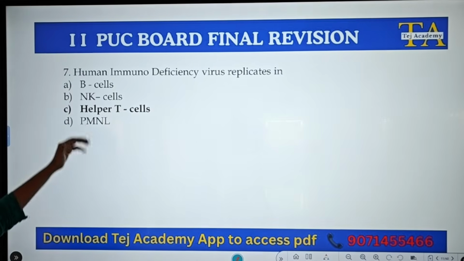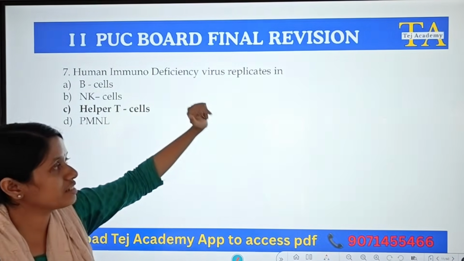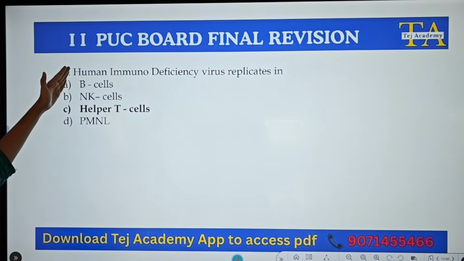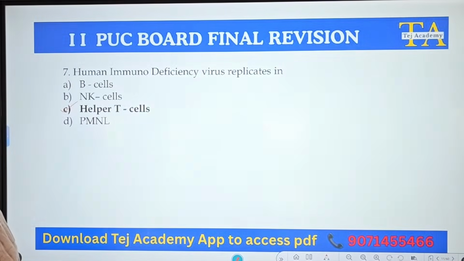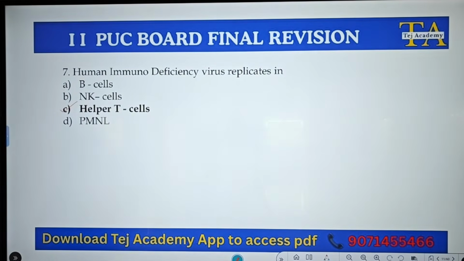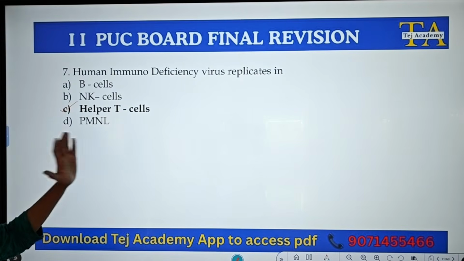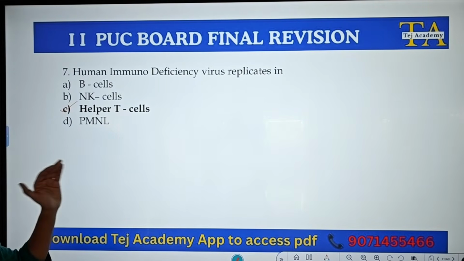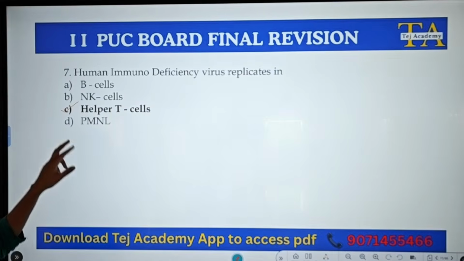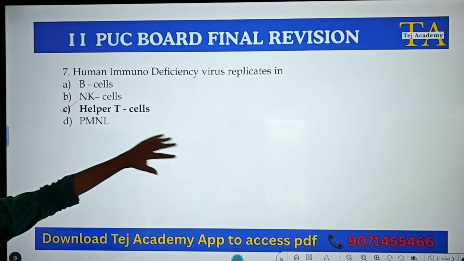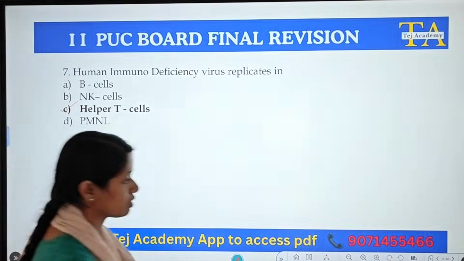7th question, human immunodeficiency virus replicates in which of the following cells? The answer is helper T cells. As we know, HIV is known to attack the immune system, and it mainly attacks helper T cells. So the answer is helper T cell.